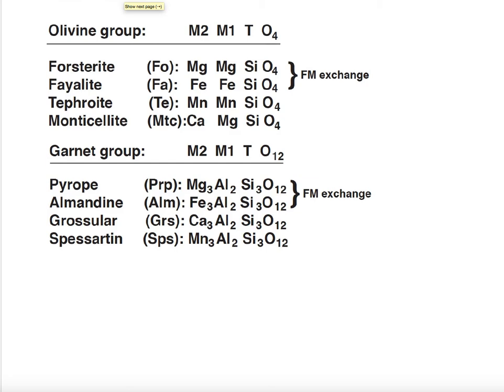Now we are coming to the next important group of the nesosilicates, that is the garnet group. The garnet also has an M2 space and an M1 octahedral space. M2 is a little bit bigger than the M1. We have a tetrahedral space, and all garnets which you can find on this planet have 12 oxygen. I have now written down the 4 most important end members of the garnet group.